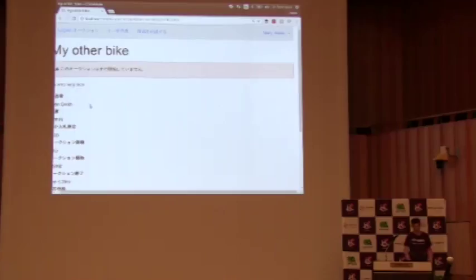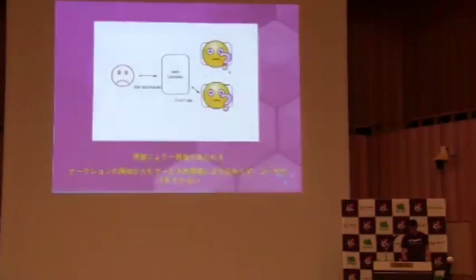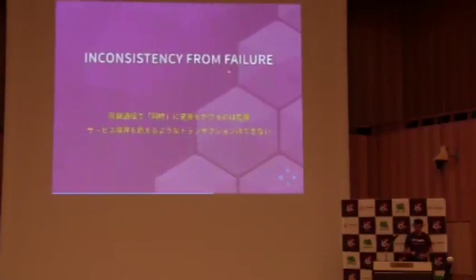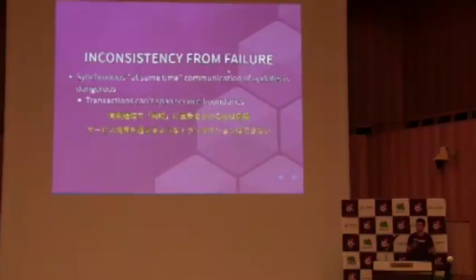So the problem here is that we use synchronous, remember, at the same time, communication of updates between our services. In a traditional monolith, the way you handle this is by using transactions. So if you're updating two tables at the same time, you use a transaction and it ensures that both tables are either both updated or not updated. But you don't want transactions spanning service boundaries because then they're not isolated from each other.